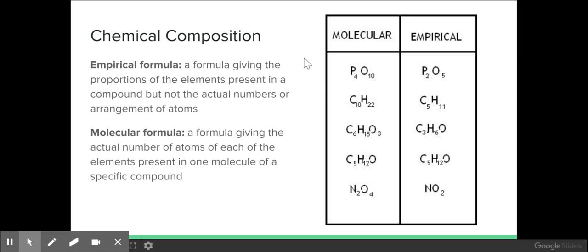In your summer work, you also had a few problems that dealt with empirical versus molecular formulas. So this is meant to just give you a quick overview of the difference between those terms. The word empirical actually means experimental. So it's a formula that gives the proportions of the elements in a compound, but not the actual numbers or the arrangement of the atoms.